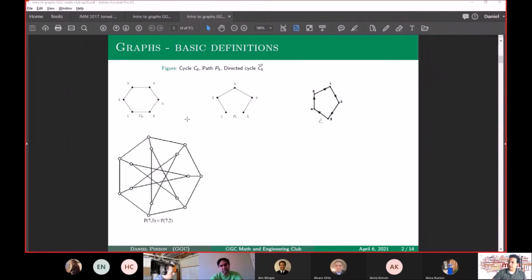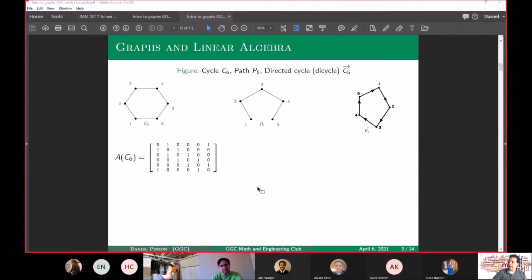Here are some more interesting graphs, the Petersen graph that Dr. Boyko mentioned. It can be a very complicated graph, like this friendship graph of people who are friends with each other. And we can encode graphs into matrices. And how do we encode them into matrices?